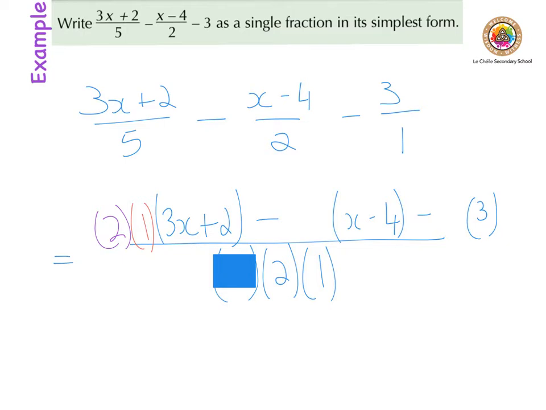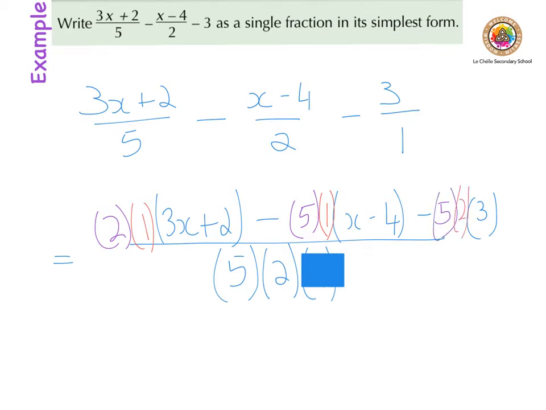Then, similarly, my next term is my x minus 4 term, which was over 2. So this time I'm going to cover that. So now I'm going to have 5 and 1 are the only terms left on the bottom. Similarly then for my 3, 3 was over 1, so I come down and I cover my 1, and I see that the denominators left here are 5 and 2, okay.